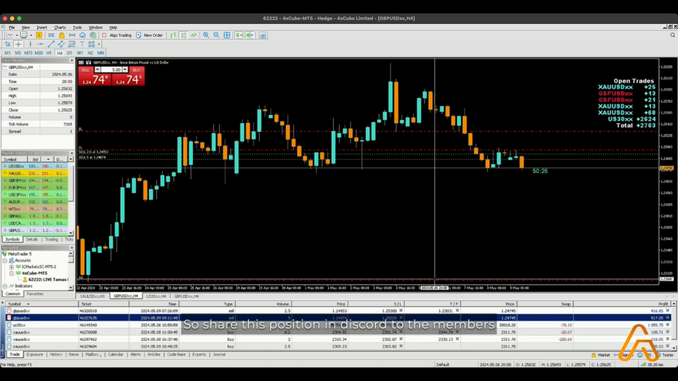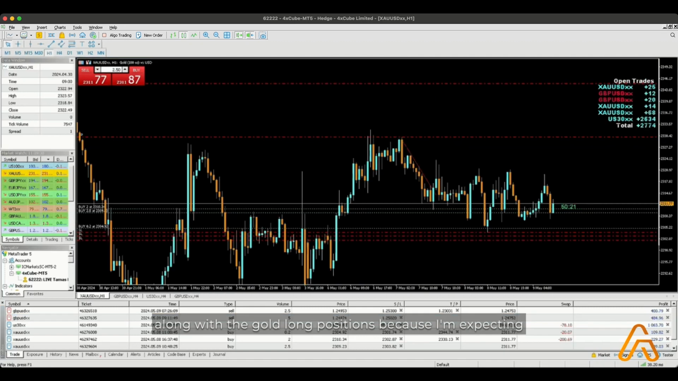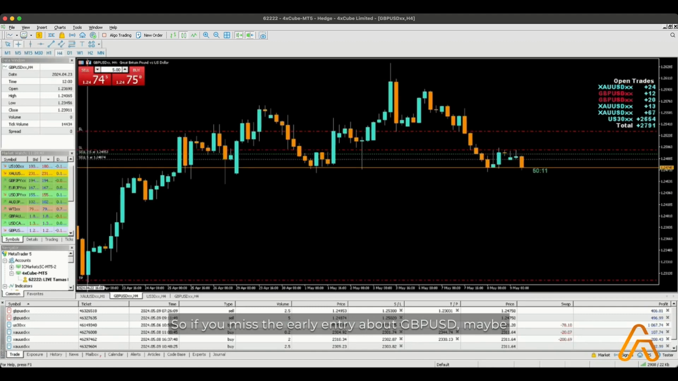So I share this position in Discord to the members along with the gold long positions because I'm expecting some strengthening in gold given the geopolitical tensions. So if you missed the early entry on GBPUSD, maybe it's not too late and you might find some opportunities.